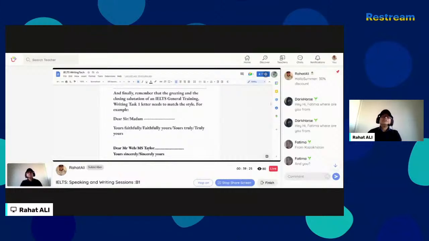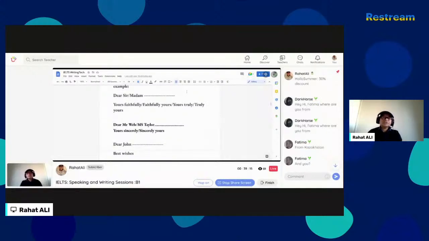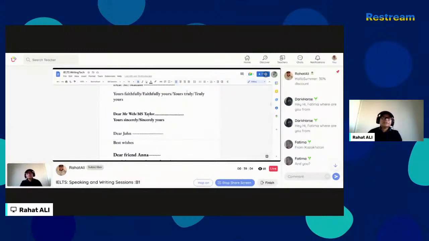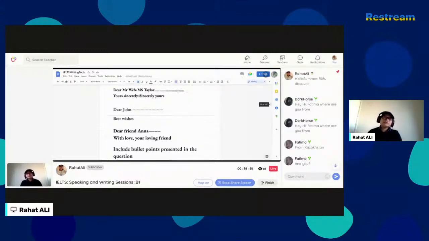But when you start the letter with the last name, like Dear Mr. Wade or Dear Miss Taylor, then you must write yours sincerely or sincerely yours. If you start the letter with Dear John, then obviously it is an informal letter. You can write best wishes. If you write the letter to a friend, say for example Anna, you can say with love or your loving friend.